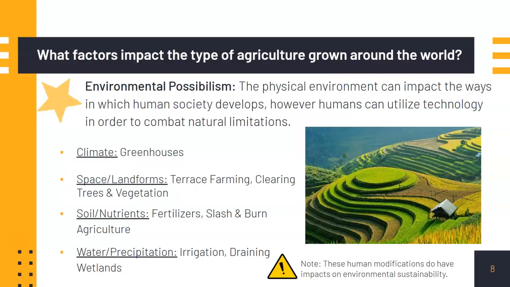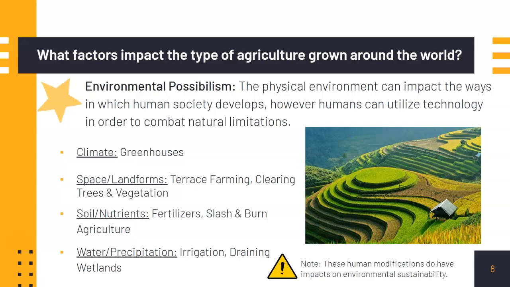Environmental possibilism emphasizes the idea that while the physical environment influences how human societies develop, humans are not entirely constrained by natural limitations. Through the use of technology and innovation, people can overcome environmental challenges and adapt their agricultural practices to diverse conditions. This concept helps explain how societies around the world have developed unique agricultural techniques tailored to their local environments.